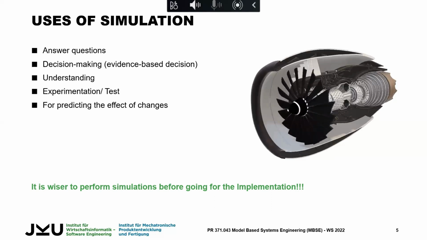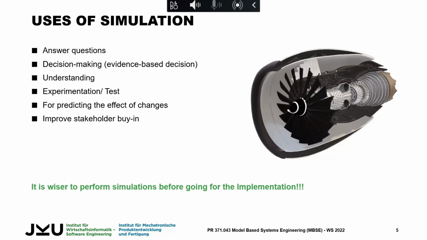Then predicting the effect of change, this is also necessary. So how one component or subsystem is affecting the other system, that you can also identify. Stakeholder buy-in is also very important. Normally in a big project, when we want to build, let's say, again, I'm trying to say you need at least 500 million.